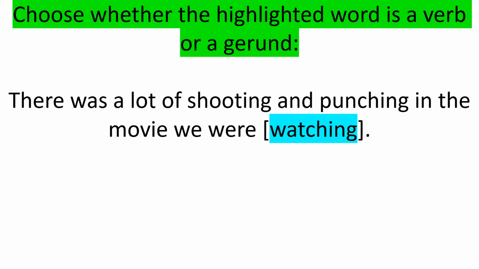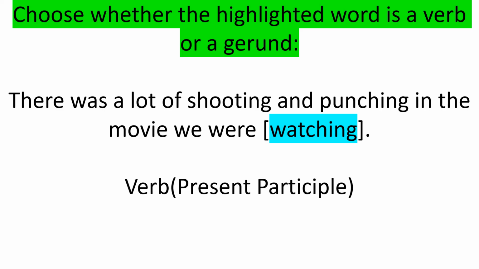Okay, next one. There was a lot of shooting and punching in the movie we were watching. Pause the video if you want to take some more time to think about this one. Watching here is a verb. We have a clear auxiliary verb that is helping this main verb here. And we have a clear subject. Who was watching? We were watching. Right. So that's a clear verb there.